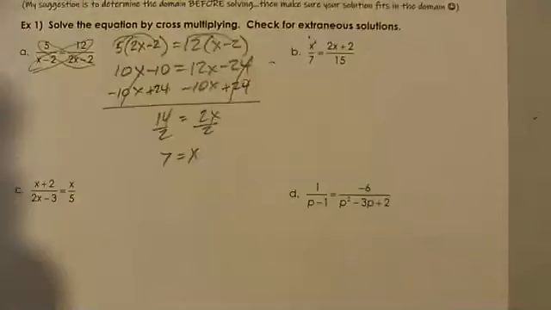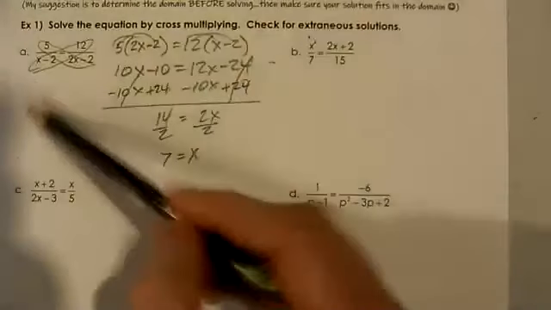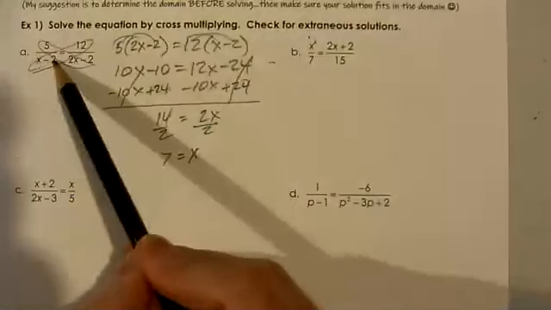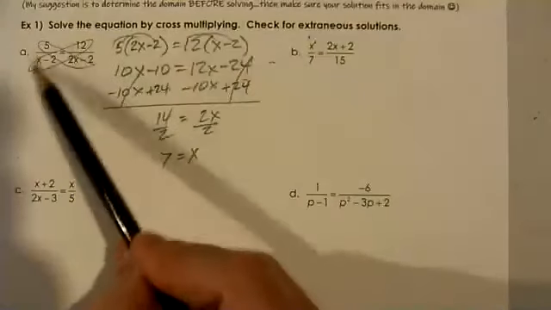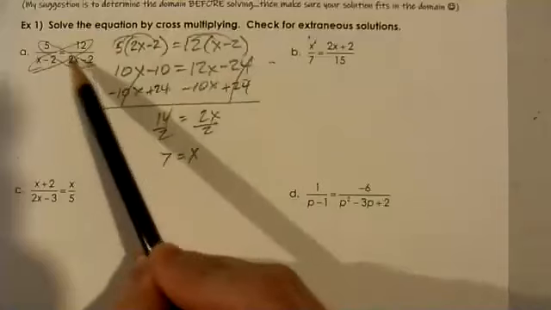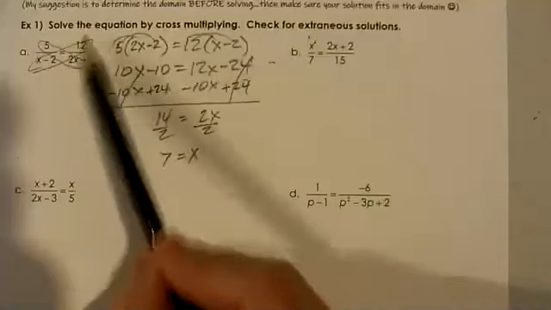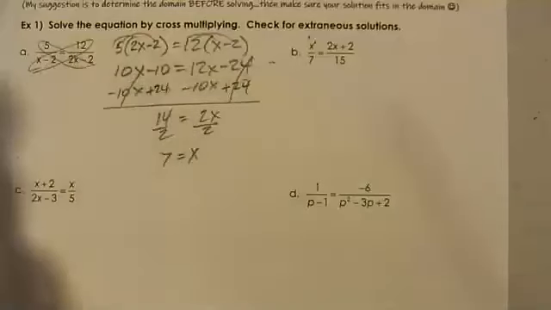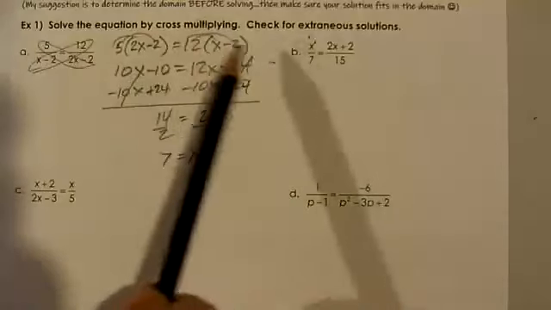Now we need to be sure that that 7 is a possible answer. If we plug it in completely, notice we'd get 7 minus 2, which is 5. So 5 over 5 is 1. 2 times 7 is 14, 14 minus 2 is 12, 12 over 12 is 1. So 1 equals 1. Perfect. But that's not really what we're supposed to be checking for extraneous.